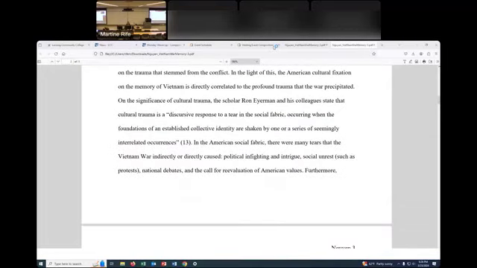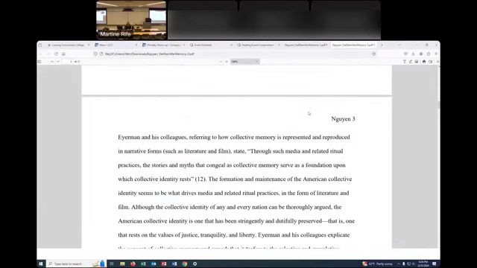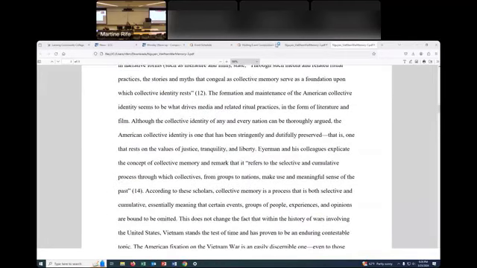Okay, so here's another one of these long introductions with a quote. I know I found a paraphrase in here. This one was kind of a paraphrase in the first half of the sentence and then a quote in the second half of the sentence, which was kind of cool and sophisticated. And then this is definitely a paraphrase. Eierman and his colleagues explicate the concept of collective memory and remark that it, and then they bring in a quote.